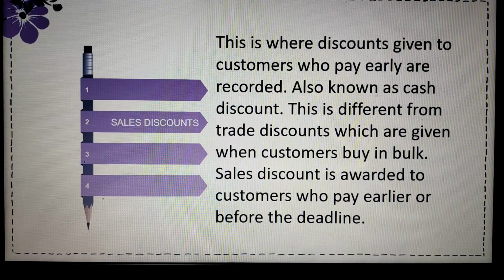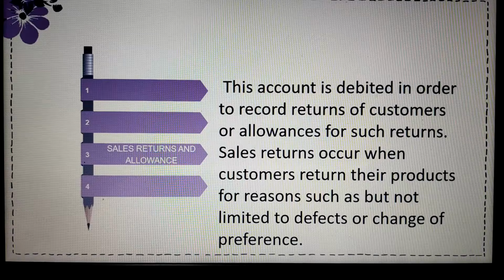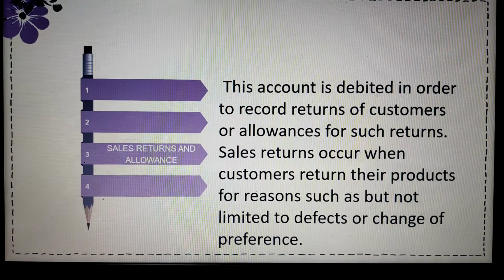And then ang atong cash discount is ginatawag nato nga diretso nga discount when you bought, even though gamay ra nga item, na tendencies nga mohatag din sila og mga cash discounts. Okay, magdepende na siya sa situations. Next, sales returns and allowances. This account is debited in order to record returns of customers or allowances for such returns. Sales returns occur when customers return their products for reasons such as, but not limited to, defects or change of preference.